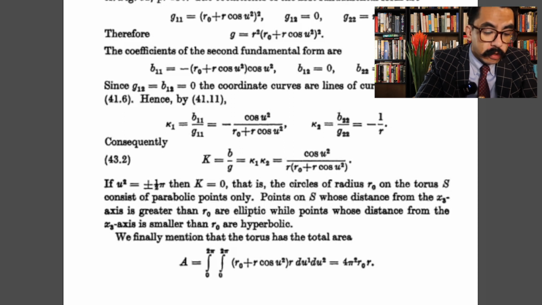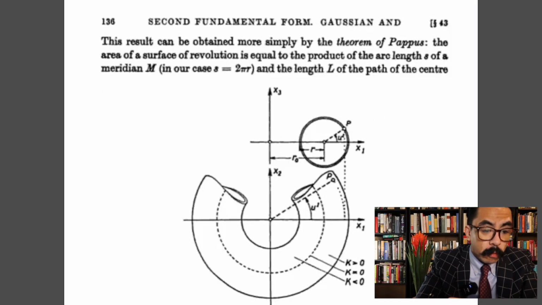We finally mention that the torus has the total area A equals the double integral, with the outer integral being from 0 to 2 pi and the inner integral being from 0 to 2 pi, of the integrand (r0 + r cos u2) times r, and the integrals are in terms of du1 and then du2. This is equal to 4 pi squared times r0 times r. This result can be obtained more simply by the Theorem of Pappus.